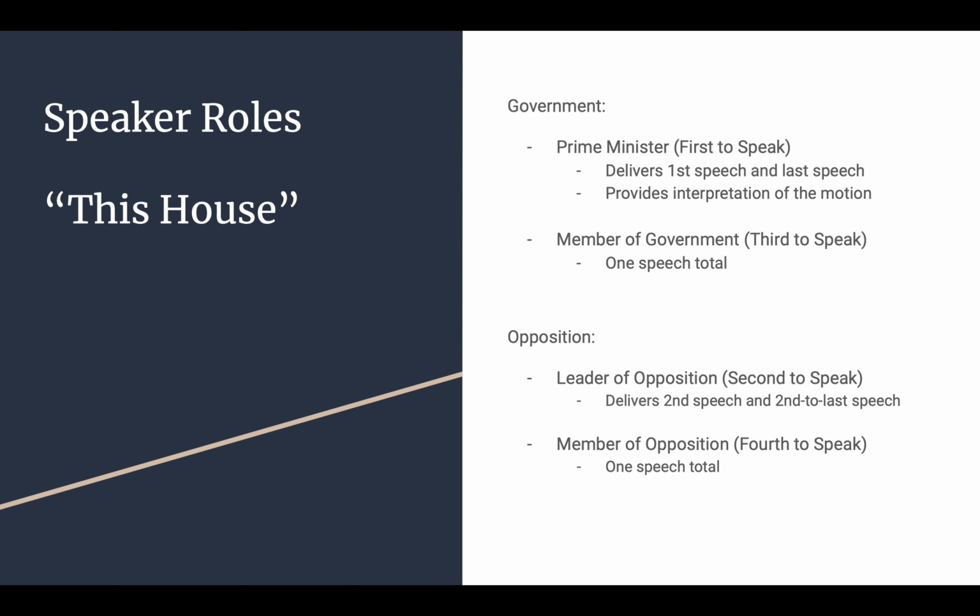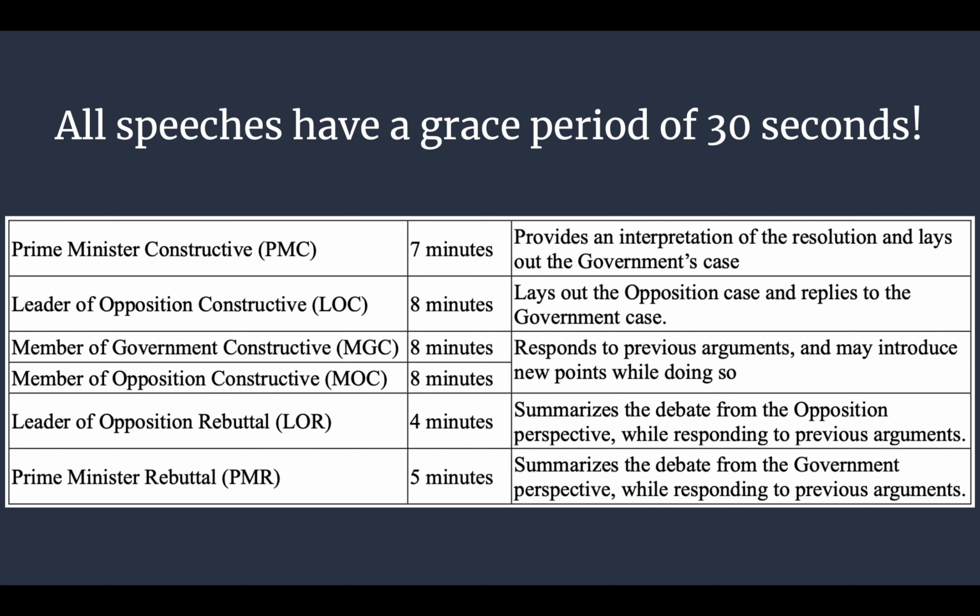So now let's look at a stylized version of what the speech layout looks like. Remember that all speeches have a grace period of 30 seconds in addition to the times shown here. But essentially, the first 2 speeches are named the constructives. You have the Prime Minister constructive, then the Leader of Opposition constructive, then MG and MO as previously mentioned.